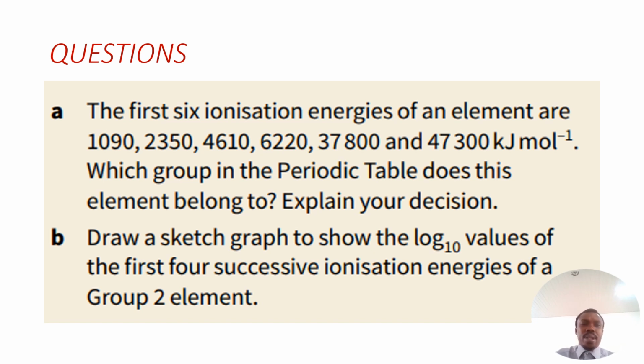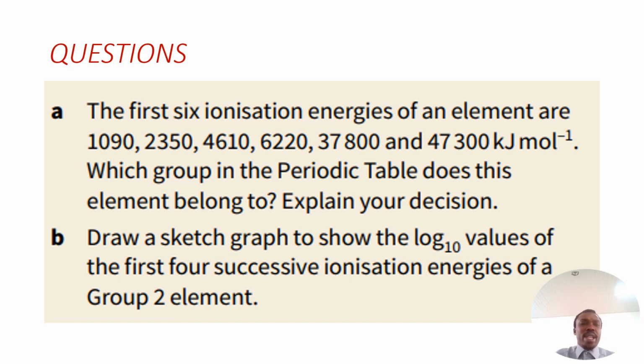This is a typical examination question for us to attempt based on what we've done. We are given the first 6 ionization energies of an element as follows. You are asked which group in the periodic table this element belongs to. Explain your decision. All you have to do is look for the points where we have a big jump between one ionization energy and the next. Then you can tell the group to which the element belongs.